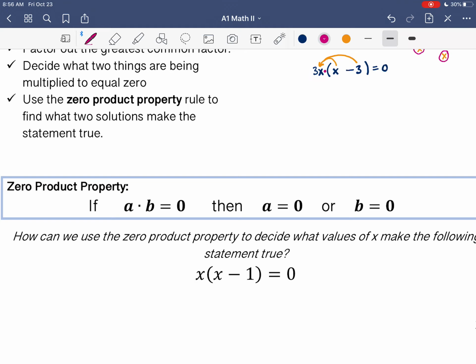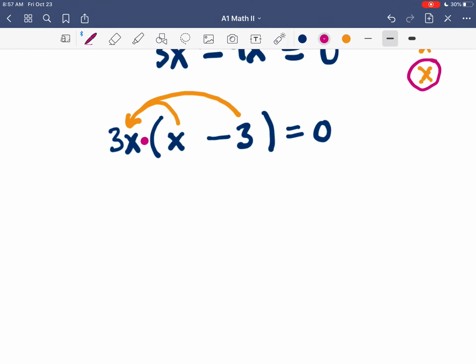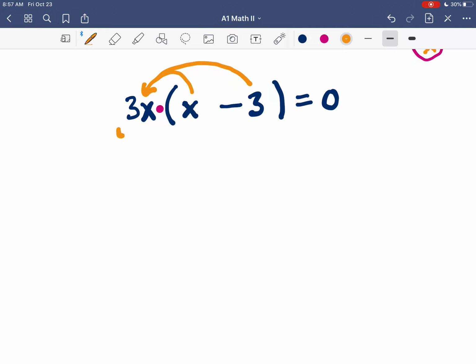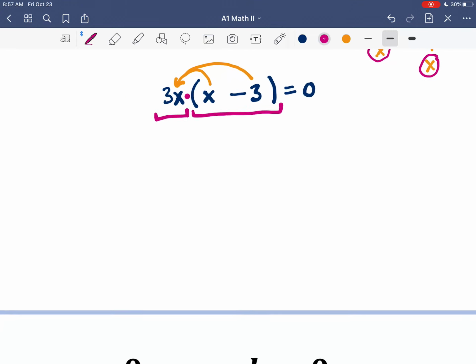I'm not sure. Anyhow, the zero product property says that if you have two things multiplied together and they equal 0, those are two qualifiers, right? We have multiply equals 0. Then we know that either A is 0 or B is 0, right? Because the only way that you can multiply two things together and get 0 is that one of them has to be 0. So we have sort of a built-in two-solution situation here. Either this equals 0 or this equals 0. And we can use that fact to find two solutions to this quadratic.